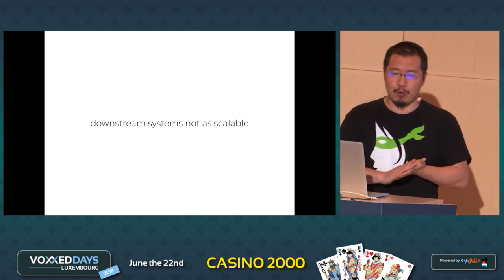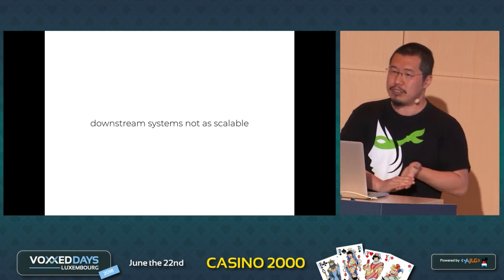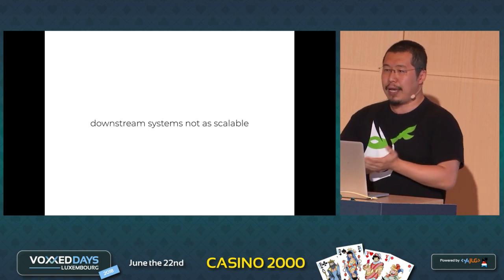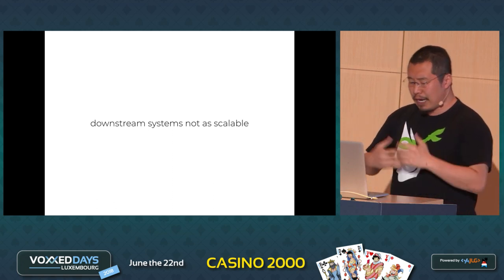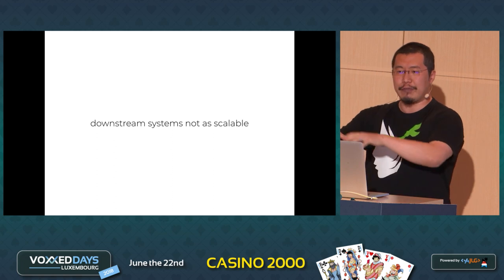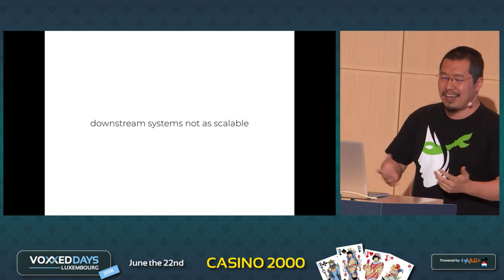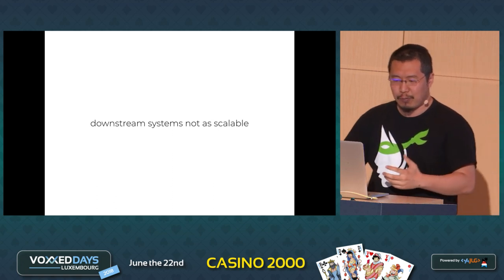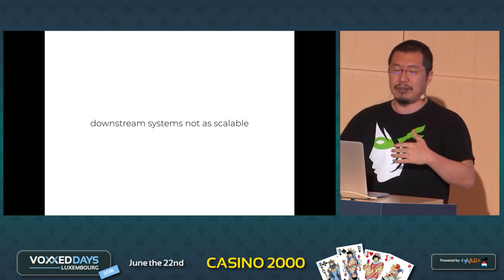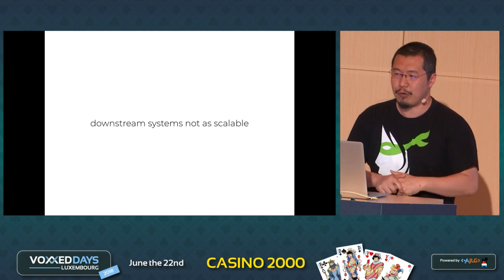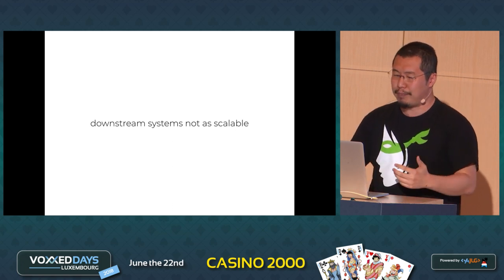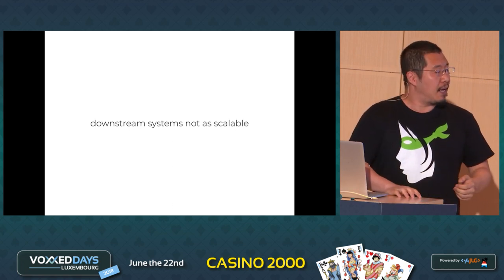Another thing that we often have to deal with is working with downstream systems that are just not as scalable as our own system. In my current line of work, I have to work with so many different third-party systems that can't even handle 5 requests per second, whereas in our system, we often have to scale to something like 3,000 concurrent requests per second when the match is about to happen.